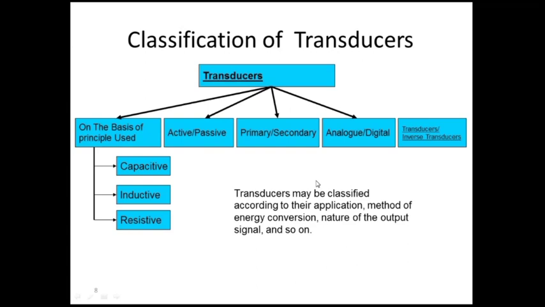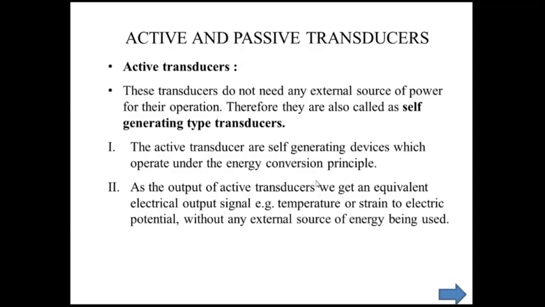So, active and passive transducers. Active transducers do not need any external power source. They are also called self-generating type transducers. Okay, the active transducer does not need any external power source. Examples are temperature, strain gauge, electrical potential. These do not require any electrical sources. So this is an example of the active transducer.